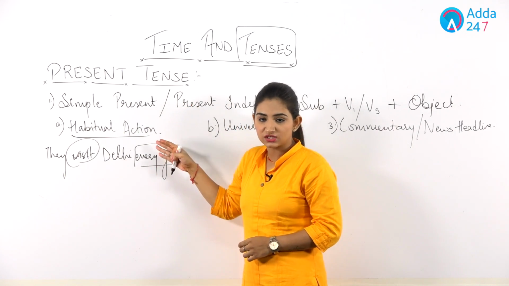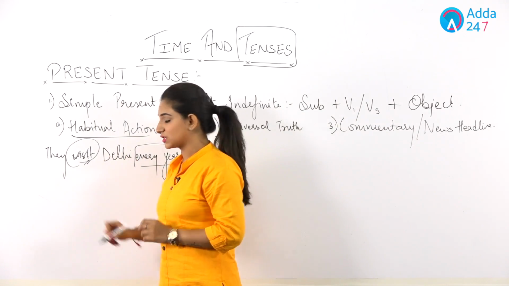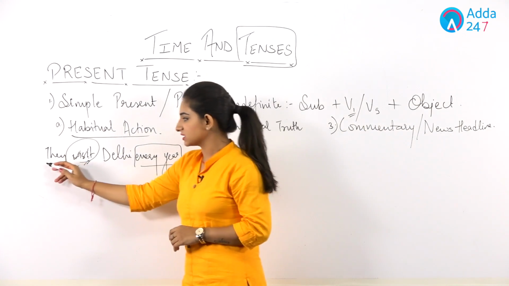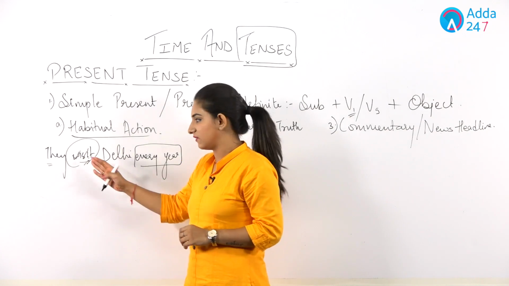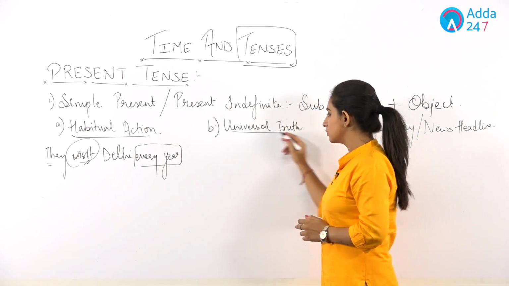It's a habitual action that is performed every year on a regular basis. That is why we have placed visit, which is the verb's first form, according to the subject, which is plural. That is why we have placed visit's first form. Moving further, we have universal truth.